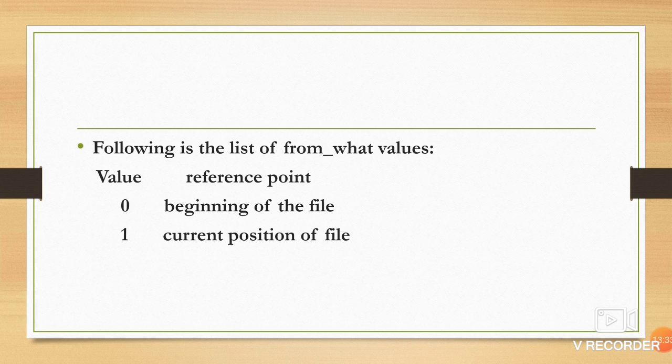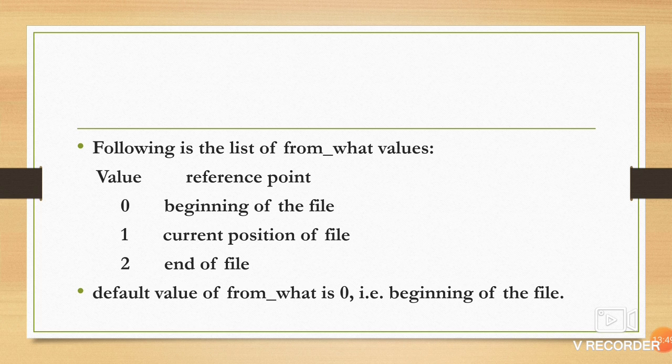1 is for the current position of the file, and 2 is for the end of file. So 0 for beginning of the file, 1 for the current position of the file, and 2 is for the end of the file. Default value of from what is 0, that is the beginning of the file. Okay. Similarly, tell is also having the value 0, the beginning of the file. Okay. Similarly, seek is also having the default value of from what as 0, meaning beginning of the file.